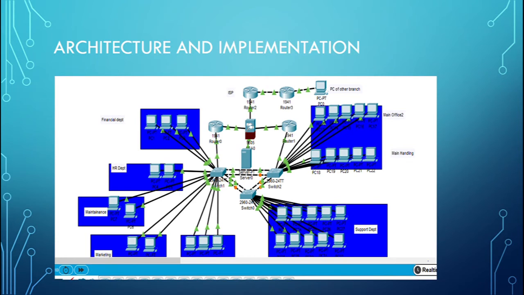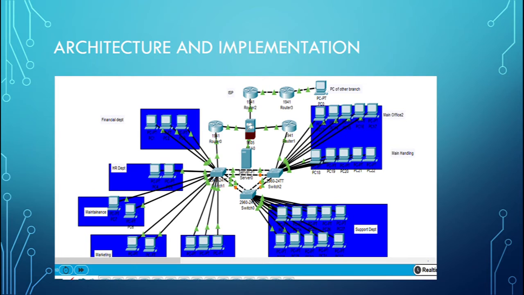So proceeding towards the architecture, as you can see on the screen, there are different departments of the company. This is a small corporate company with different departments like the financial department, HR department, maintenance department, marketing department, support department, and the handling of the main offices. These different departments are connected to the switches. There are a number of computers and they are connected to the switches.